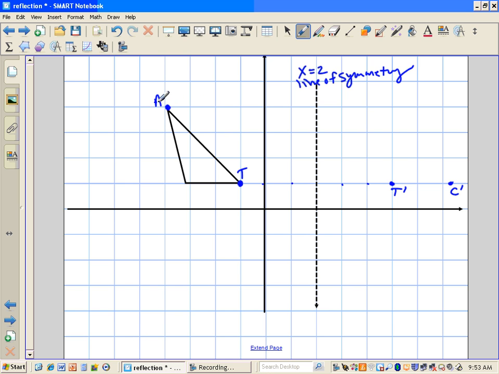This is A, this was C. So 1, 2, 3, 4, 5, 6. A prime is going to be way over here. So if I carefully draw this in, okay, we've reflected over the line of symmetry of x equals 2. Well, this is sort of like a translation and a reflection. So we're going to have to add something on to take into account this x equals 2 part.